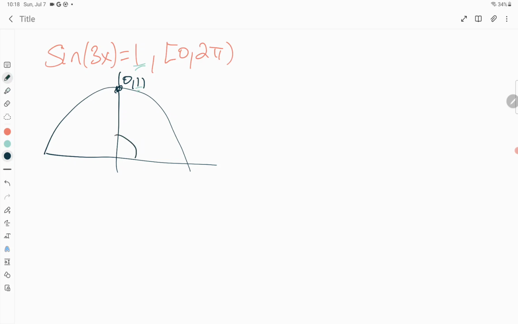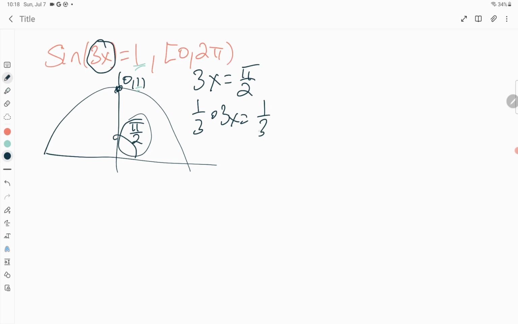When does this happen? This happens when the angle here is what? Pi over 2. Which means the argument of the sine function, 3x, has to be equal to pi over 2 so that you get 1 coming out. So you're going to say 3x equals pi over 2. So multiply by 1/3: 1/3 times 3x equals 1/3 times pi over 2. Cancel, so x equals pi over 3 times 2, which is 6.